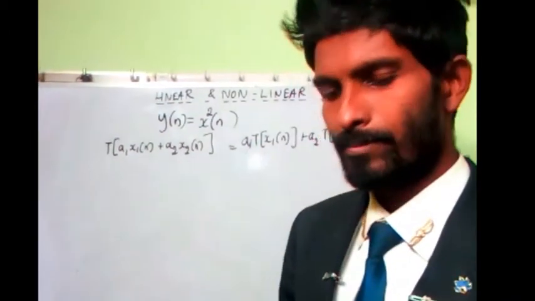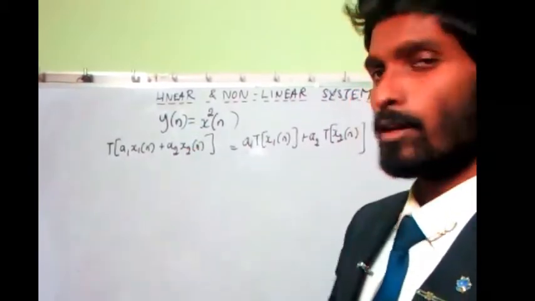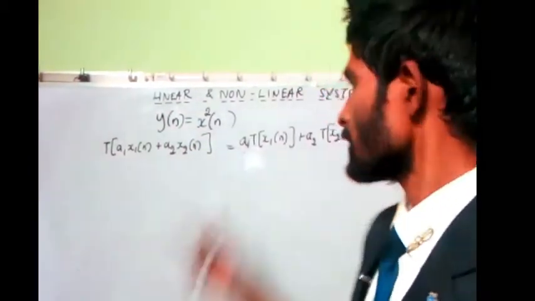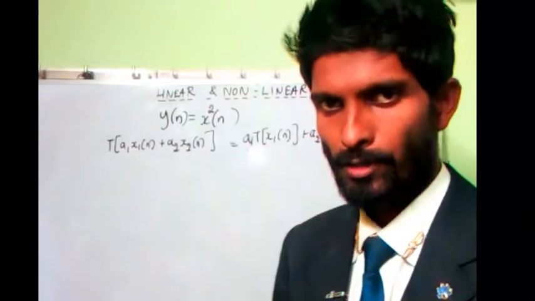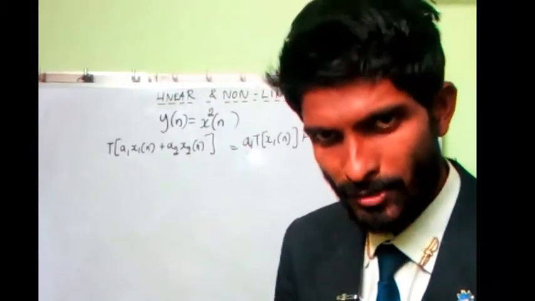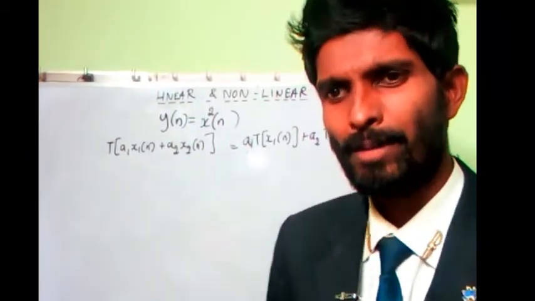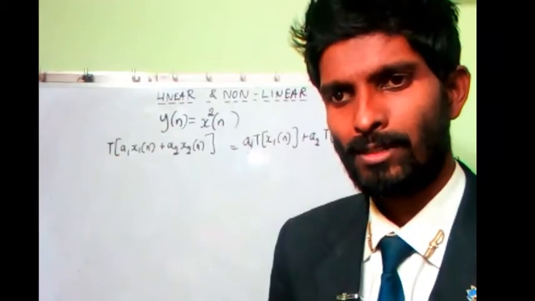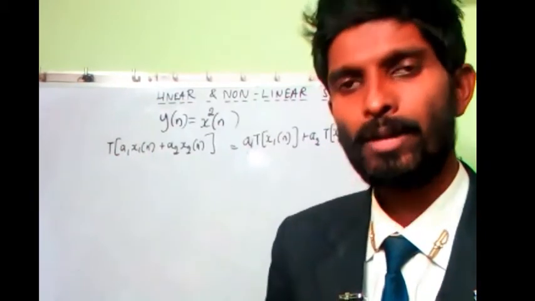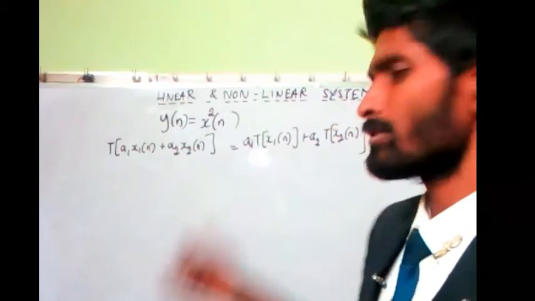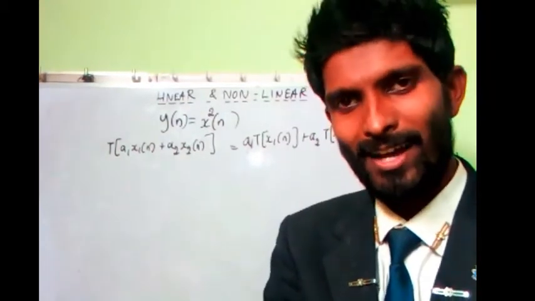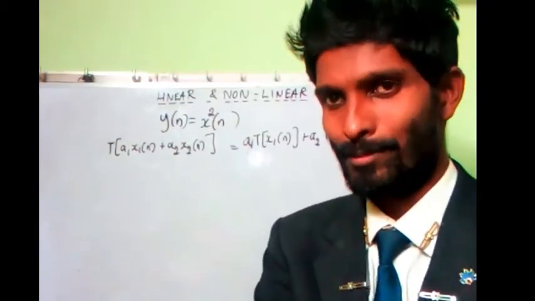x1 of n is the one input, x2 of n is another input. Both x1 of n and x2 of n can be applied together, and we may have the individual responses also. Whatever it might be, the response to the combination and the combination of the individual responses should be equal. Is it right? And now we are going to see the proof with an example.